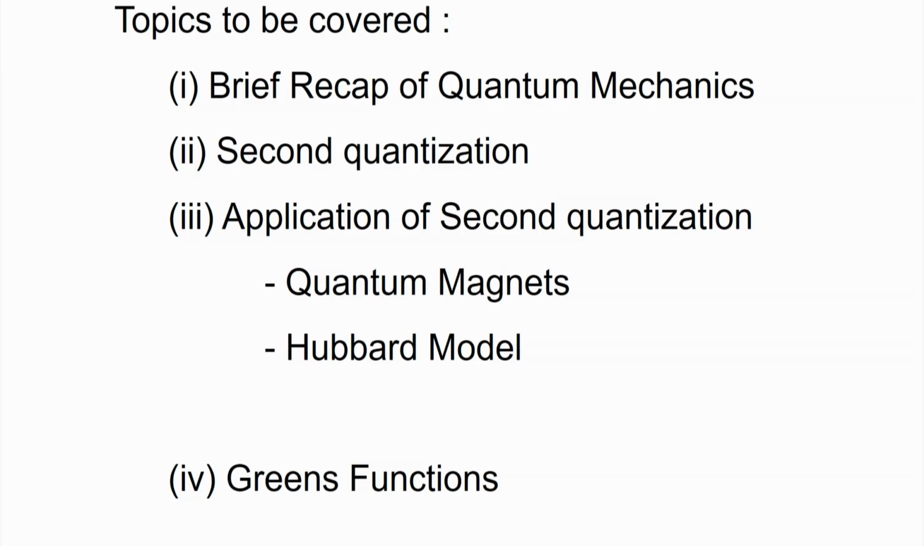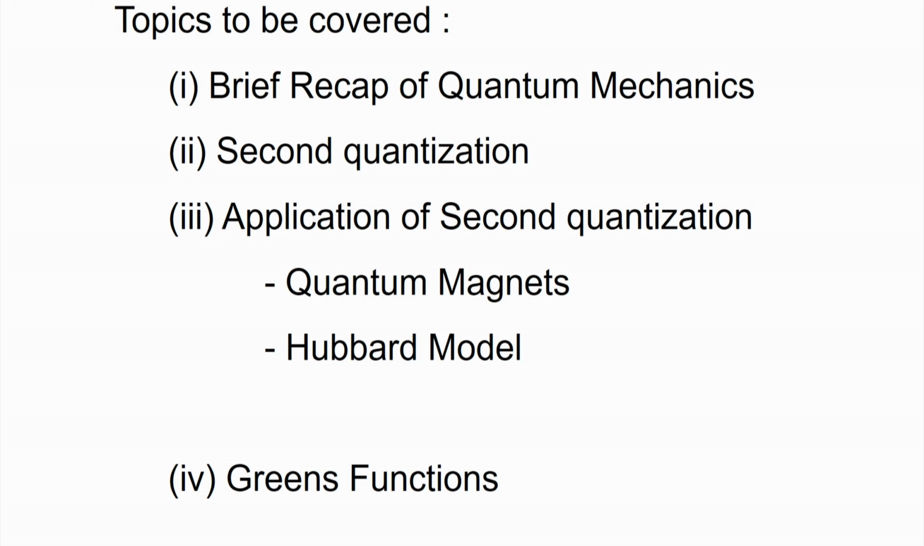Then there will be applications of second quantization and how to write down a particular Hamiltonian in the second quantized form, and we apply it to magnetism and a celebrated model called the Hubbard model, which has been used in the context of interacting condensed matter systems to a very large extent.